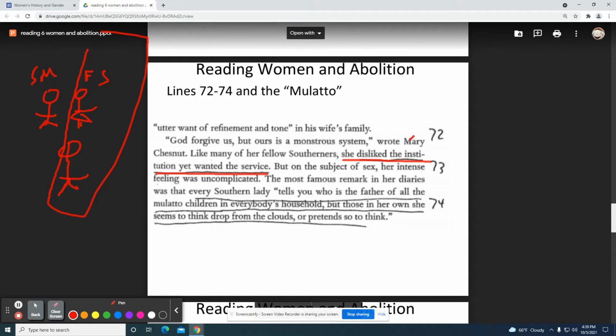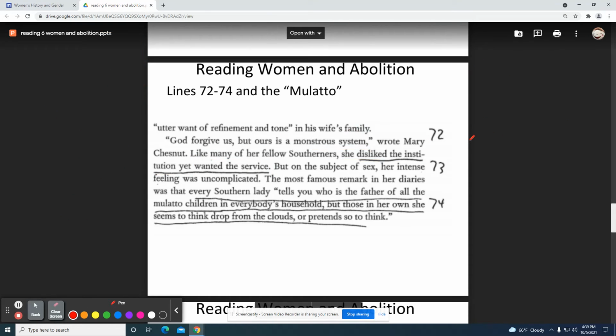This section here talks about how she dislikes the institution yet wanted the services. So here they're talking about a white woman, and she's saying that her system is a monstrous system. And you would think, why is she calling slavery a monstrous system, considering her situation? I'm not saying it wasn't. She says it's a monstrous system. But what's her motivation? According to the reading, she wants the service. So understand, she's not against the institution of slavery.